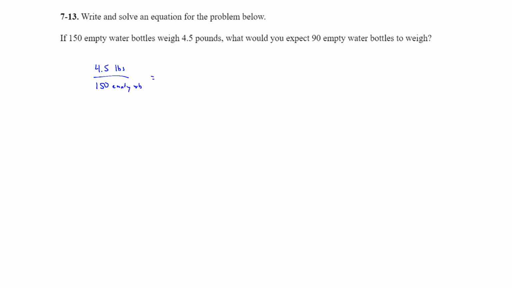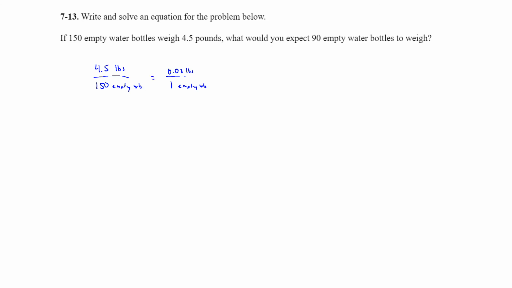When we divide, we are going to get a value of 1 on the bottom, which is what we're trying to figure out, how much one empty water bottle weighs. So if you take 4.5 and divide by 150, you will get 0.03 pounds. So that's how much one empty water bottle weighs.